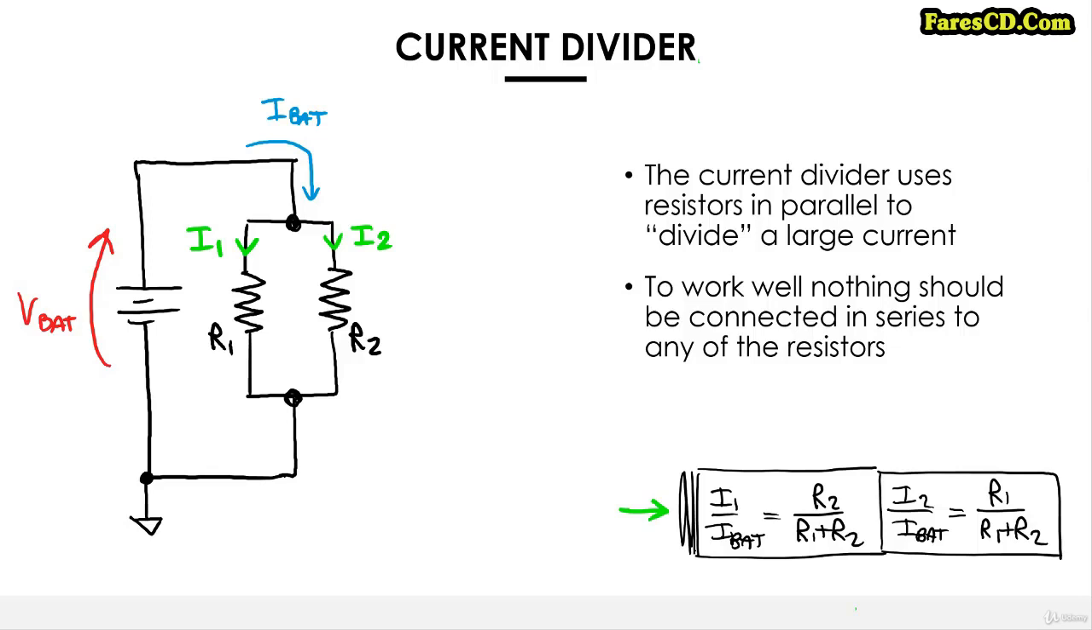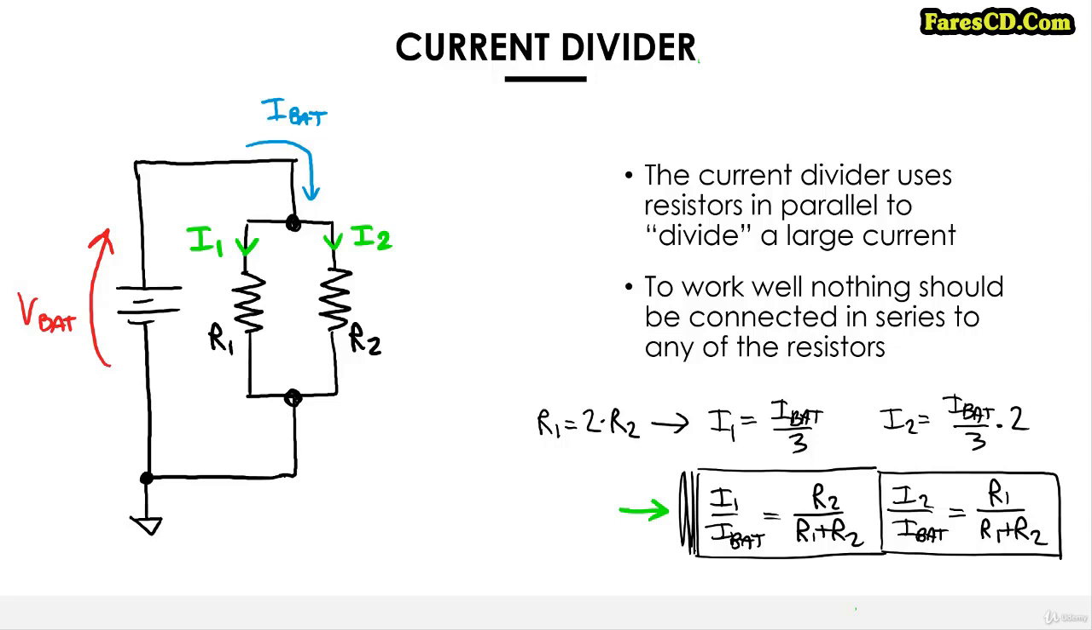Assume for a minute that R1 is 2 times as big as R2. So R1 equals 2 times R2. If we replace R1 in both these equations, we get that I1 is equal to I path divided by 3, and I2 is equal to I path divided by 3 multiplied by 2.